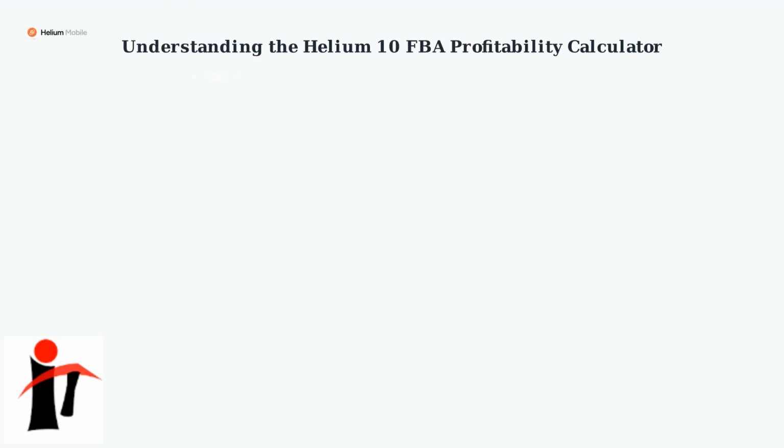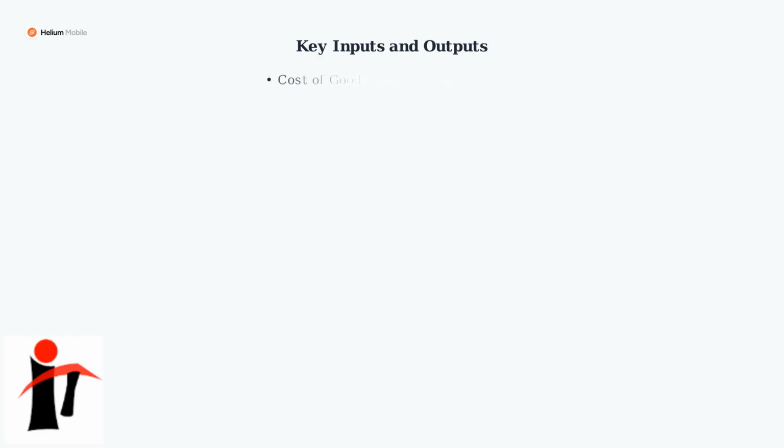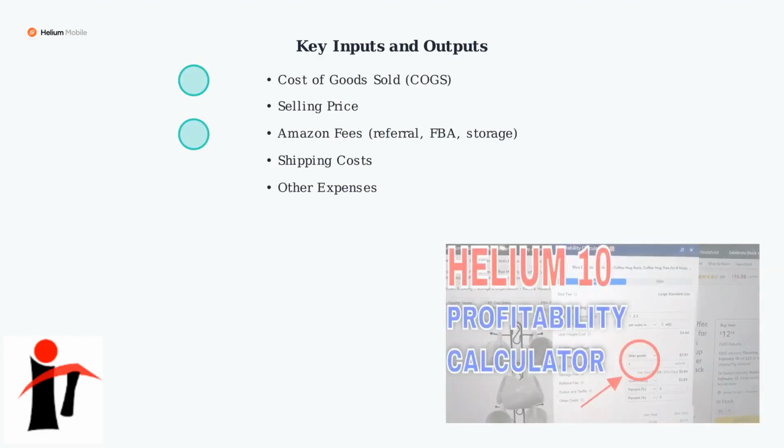The Helium 10 FBA Profitability Calculator is a tool designed to help Amazon sellers estimate their net profit and return on investment for products sold through Fulfillment by Amazon. It takes into account various costs, including the cost of goods sold, selling price, Amazon fees such as referral, FBA, and storage, shipping costs, and any other expenses.